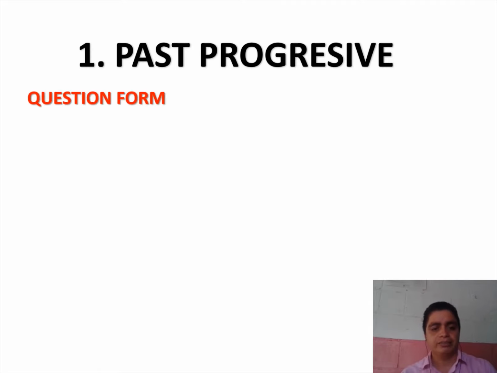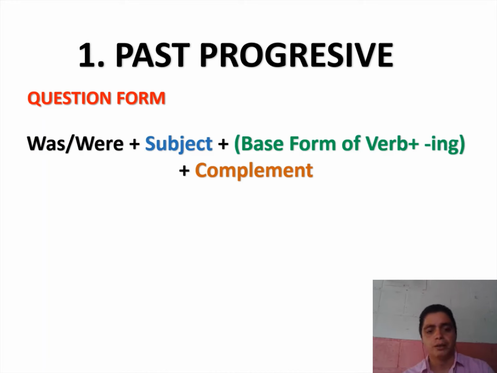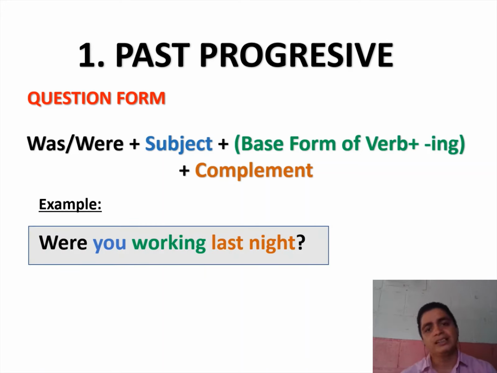So the past progressive also can be done in a question form. For example, this is the formula. We put first the was or were, then the subject, then the base form of the verb plus ing, and then the complement. For example, I have this sentence. Were you working last night? So I was asking that person if he was working or she was working last night. So I made some modification to the form, but in this case I put the question symbol at the end, so that means this is a question.